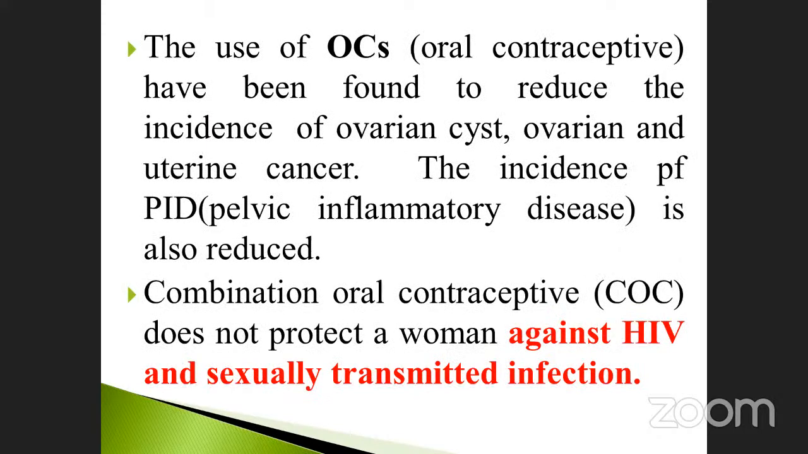The use of OCs, oral contraceptives, has been found to reduce the incidence of ovarian cyst, ovarian and also uterine cancer. The incidence of PID, pelvic inflammatory disease, is also reduced. These are another category. Combination of oral contraceptive, COC, does not protect a woman against HIV and sexually transmitted infections. These are the pills, small tablets or chemical substance.